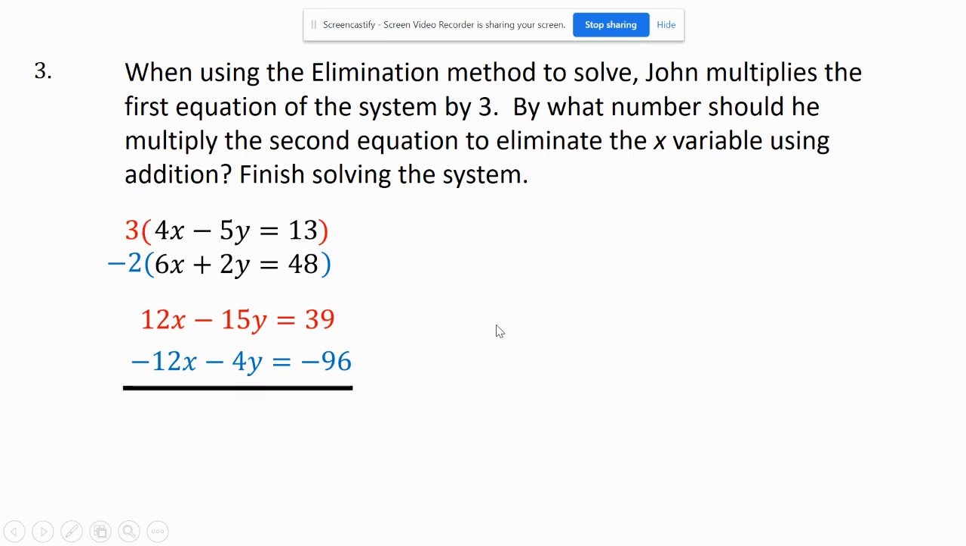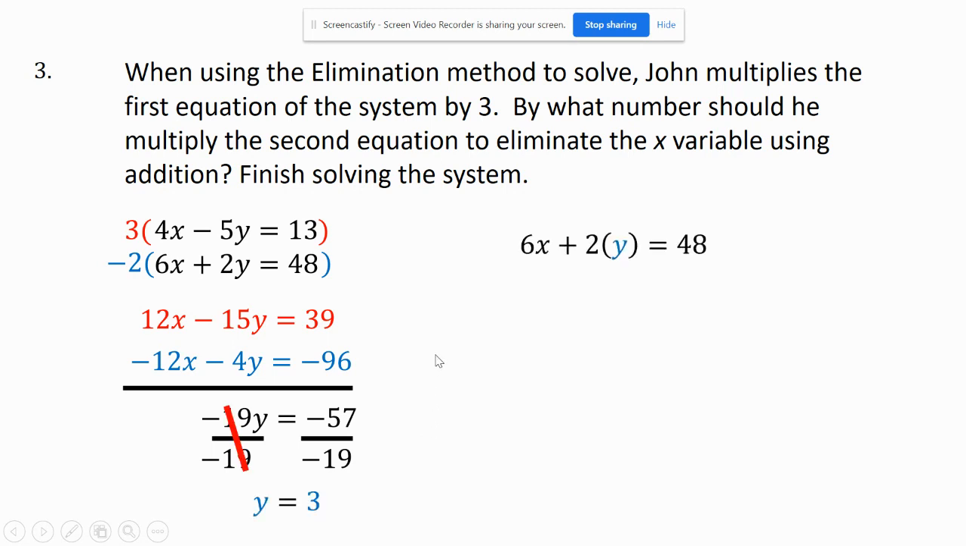Now I can just draw a line underneath and add these together. These x's will cancel out. So negative 15y minus 4y is negative 19y. And 39 plus negative 96 is negative 57. Divide them each by negative 19. And I end up with y equaling a positive 3.